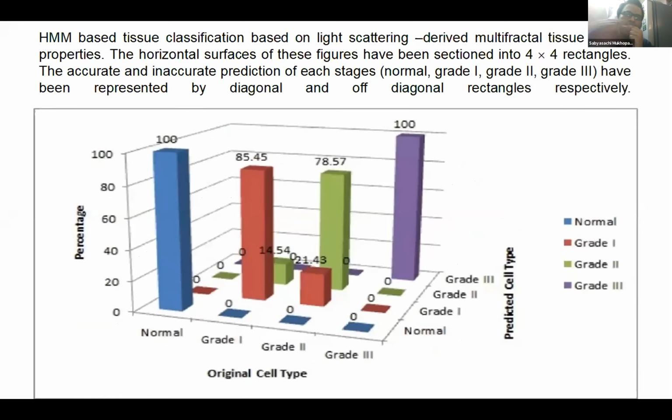Now you can see that healthy has been detected 100% correctly. For grade 1, 85.45% detected correctly, whereas 14.54% detected wrongly as grade 2. In the case of grade 2, 78.57% has been detected correctly, whereas grade 2 has been predicted wrongly as grade 1 in 21.43%, and grade 3, you see 100% has been detected correctly. So we see there is a significant improvement in terms of the early detection cases. That was the major challenge, and we are not doing badly at all.